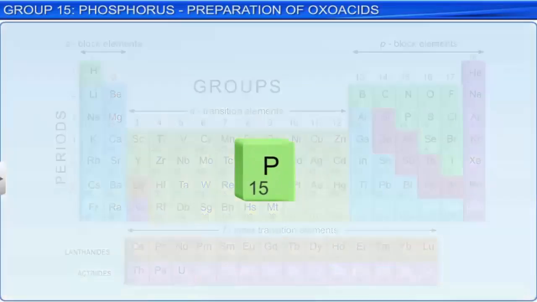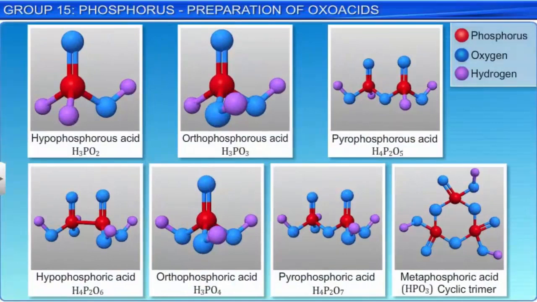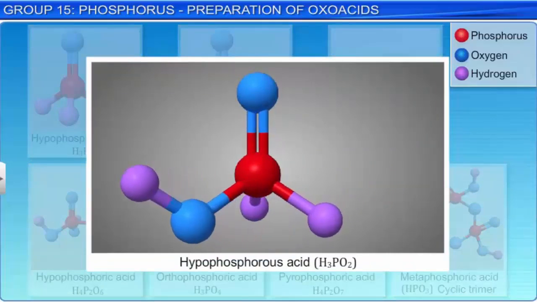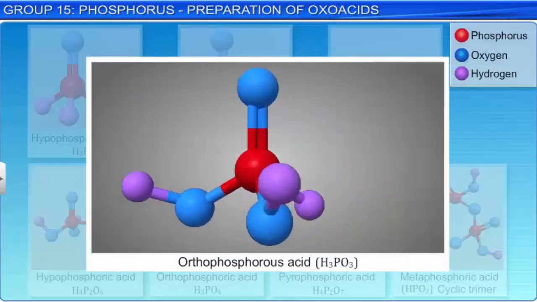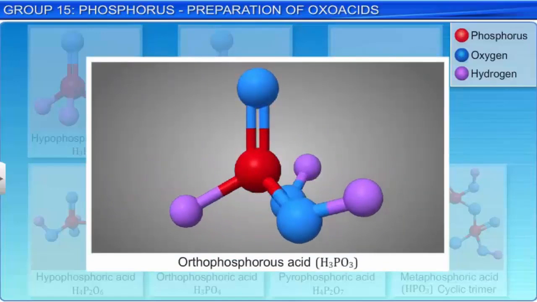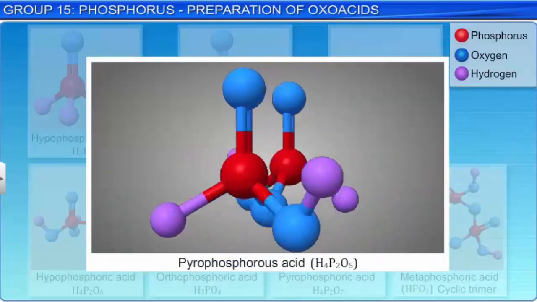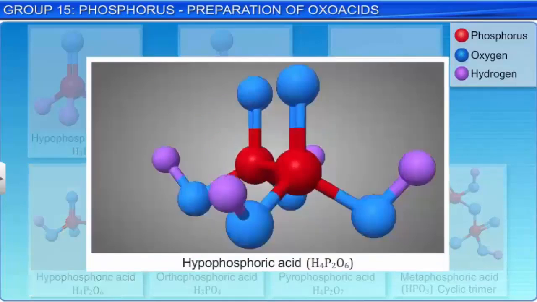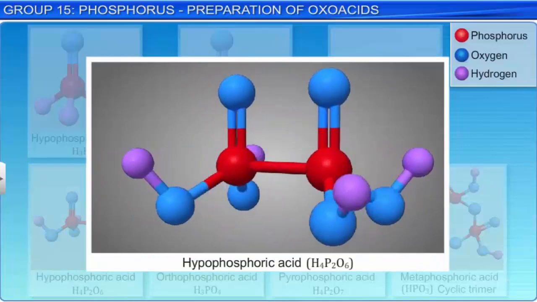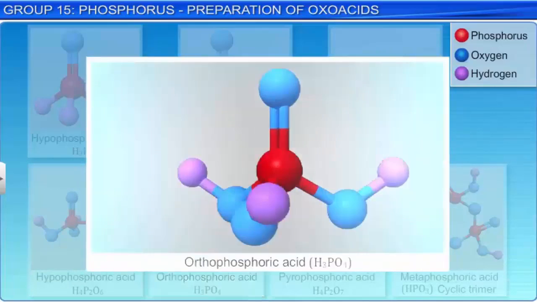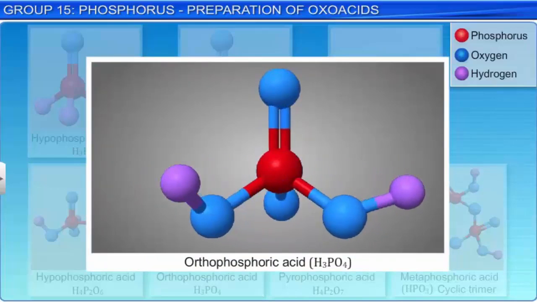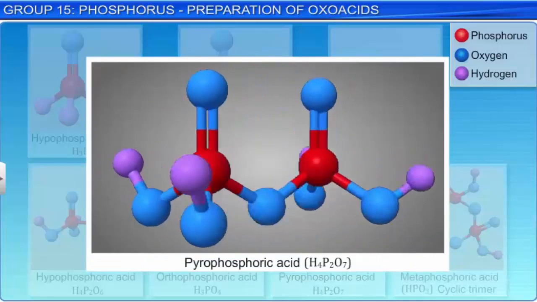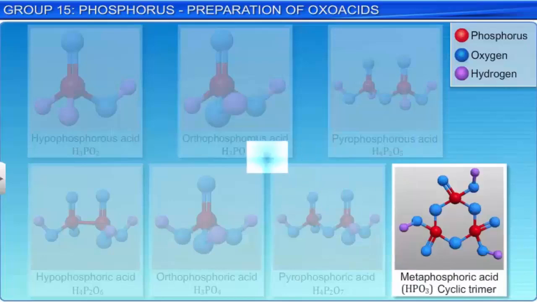Phosphorus forms a number of oxoacids, such as hypophosphorus acid, orthophosphorus acid, pyrophosphorus acid, hypophosphoric acid, orthophosphoric acid, pyrophosphoric acid, and metaphosphoric acid.